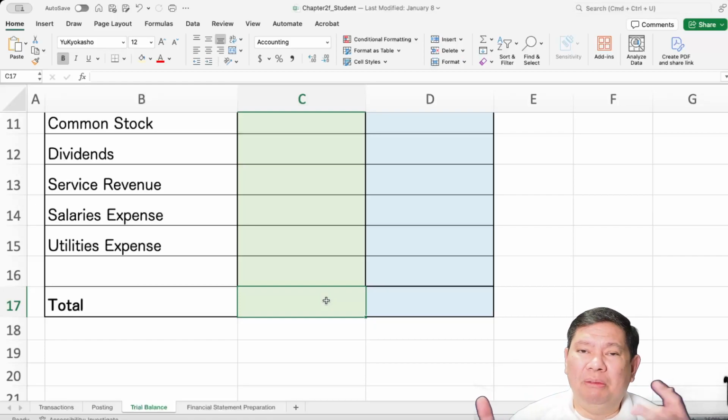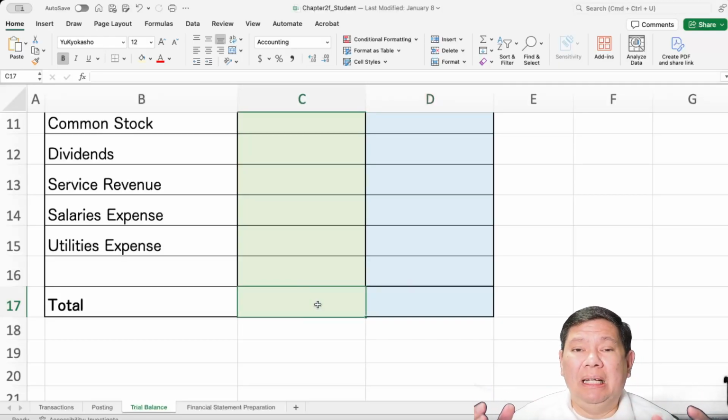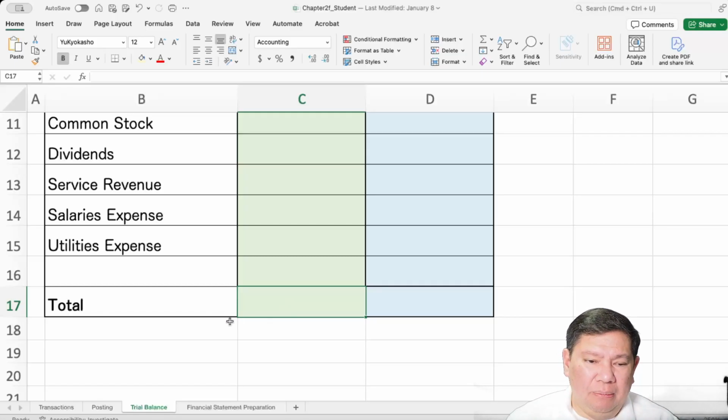For example, if we bought a building and we recorded a car, of course, that's a mistake. But the total debit and total credit will still be the same, although there was a mistake. But for sure, if the trial balance is not balanced, we know we made a mistake.